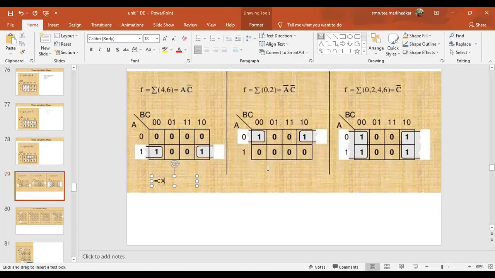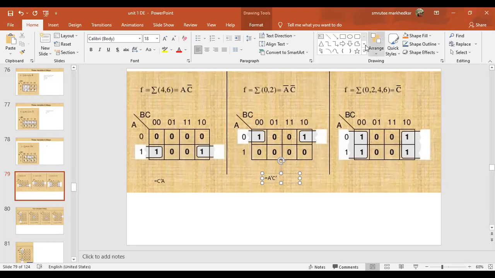Same way, if you see the second example, we will see the horizontal row. A bar is common. You can directly write A bar as common. Now let's see the vertical positions. Here, what is complement? Here C, B and here B bar and B are complements. That means they will get cancelled. What are you left with here? C bar and C bar. So C bar. You can get the direct answer.